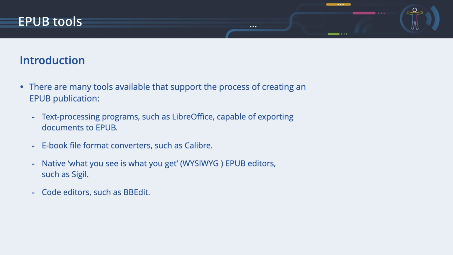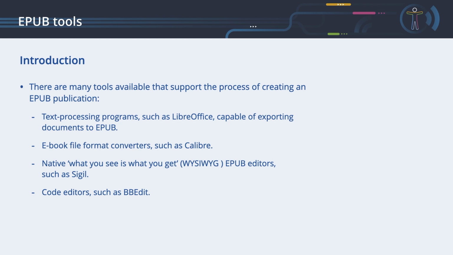Native WYSIWYG EPUB editors, which stands for What You See is What You Get. Tools following the What You See is What You Get or WYSIWYG approach offer the most user-friendly experience for editing an ebook. We will show you how to use Sigil, a free, open-source ebook editor.